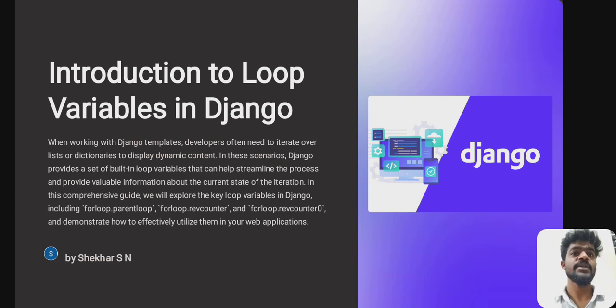In this comprehensive guide, we will explore the key loop variables in Django, including forloop.parentloop, forloop.revcounter, and forloop.revcounter0, and demonstrate how to effectively utilize them in your web application.